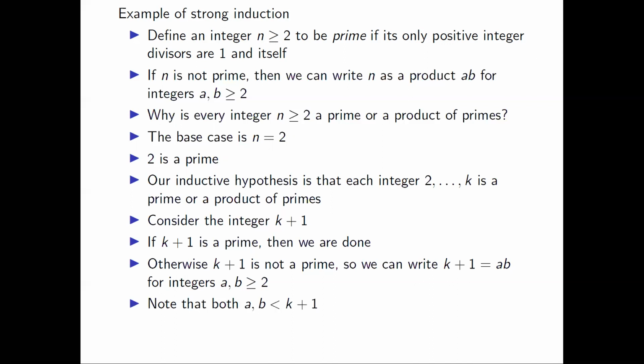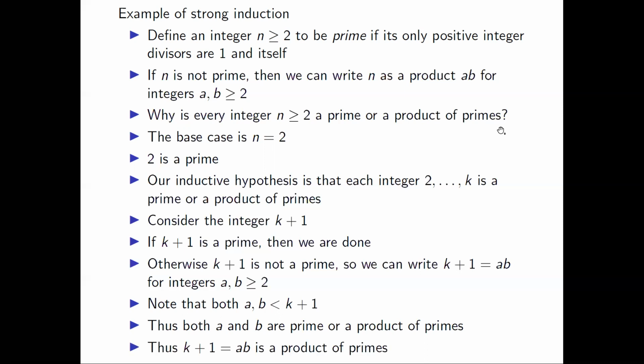Also note that if k plus 1 equals a times b for some integers a and b greater than or equal to 2, then we also have that a and b are both strictly less than k plus 1. That means that we can use the inductive hypothesis on a and b, which means that a and b are both prime or a product of primes. This immediately tells us that since k plus 1 is the product of a and b, k plus 1 is a product of primes.